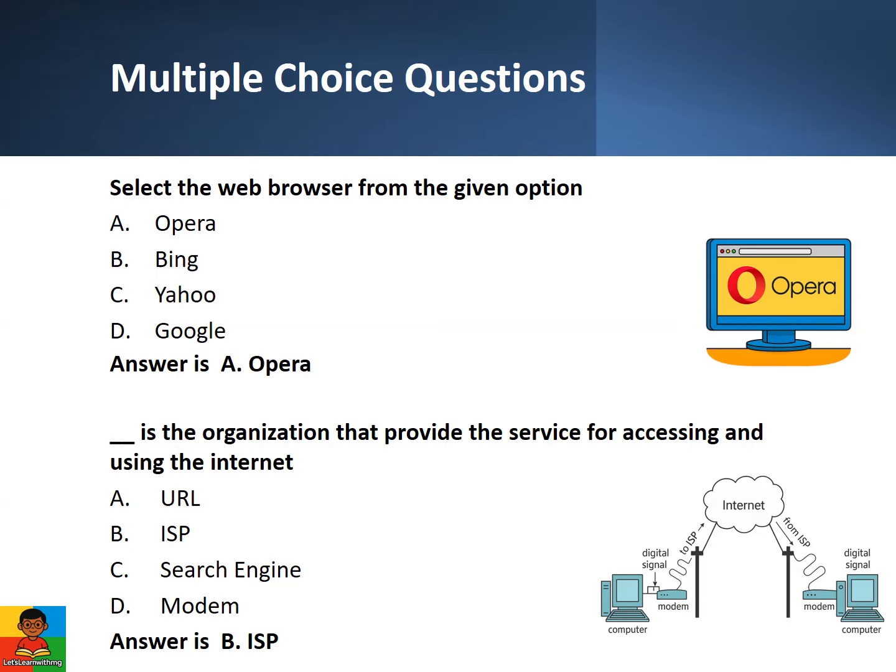Next set of multiple choice questions. Question 3. Select the web browser from the given options. A. Opera. B. Bing. C. Yahoo. D. Google. The correct answer is A. Opera. Question 4. Blank is the organization that provides the service for accessing and using the Internet. A. URL. B. ISP. C. Search engine. D. Modem. The correct answer is B. ISP.